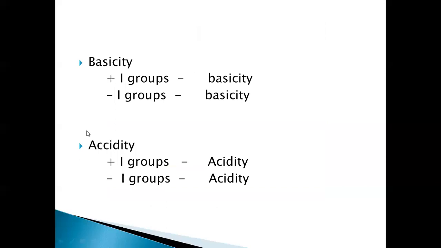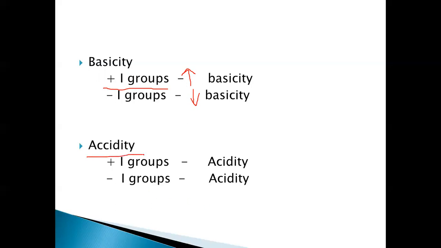So to sum up what I've said just now about the basicity and the acidity, let's look at this. In one sentence, for the basicity of amines, if there are plus I groups in the system, it increases basicity because it increases the availability of the electrons in the system. If the electron availability is more on the nitrogen, it can donate the lone pair easily and thus increases the basicity. If minus I groups are there, it decreases the basicity because it decreases the availability of the electrons.